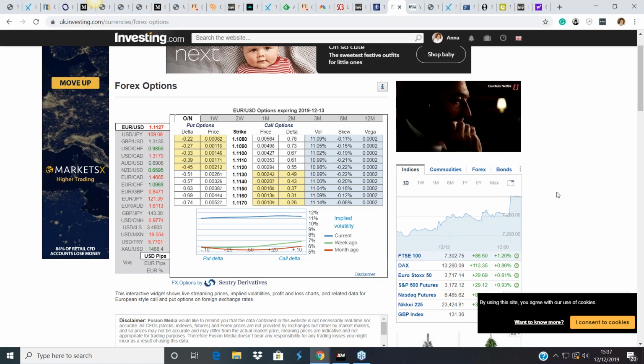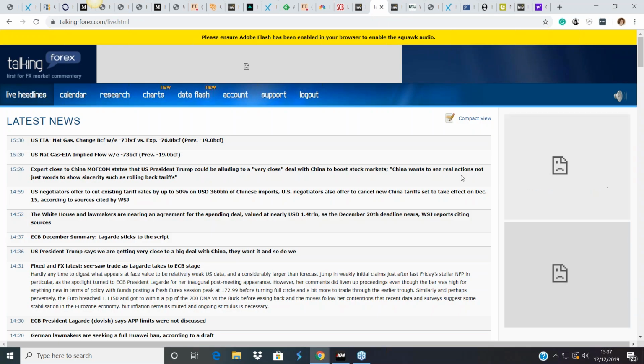S&P is up 30, which is great. Looks like, with Jay Powell and the trade talks, I think the powers that be are determined that these markets are not going to fall.